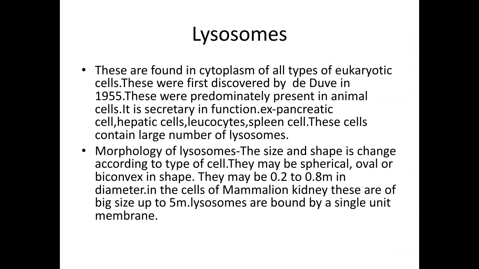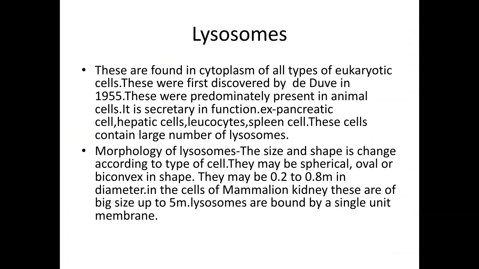Lysosomes are found in the cytoplasm of all types of eukaryotic cells. They were first discovered by D. Dewey in 1955. They are predominantly present in animal cells. It is secretory in function. Examples: pancreatic cells, hepatic cells, leukocytes, spleen cells. These cells contain a large number of lysosomes.